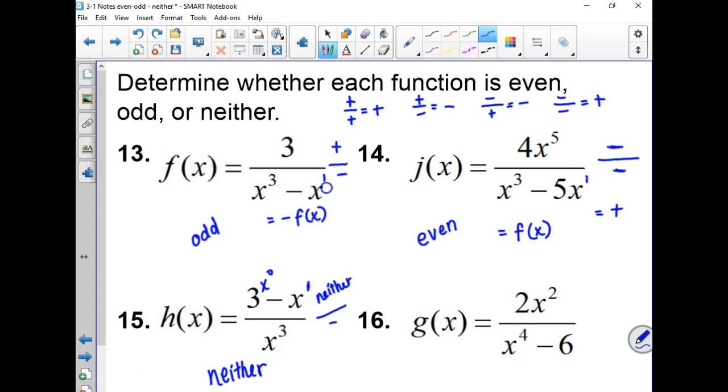For number 16, we have 2x squared, even exponent, which is going to give us a positive in the numerator. We have x to the 4th minus 6, and there's no x here, but if there was, it would be x to the 0, so both of those exponents are even. So that is also going to give us a positive. So positive over positive, of course, is positive, so this is an even function that we're looking at.